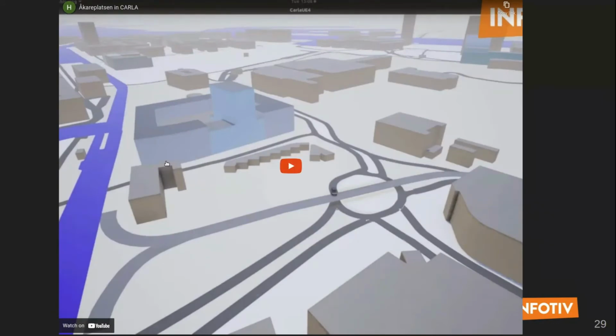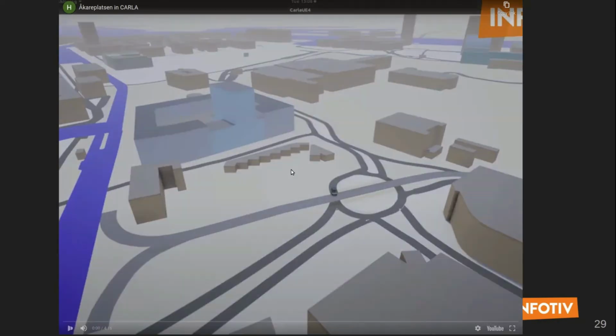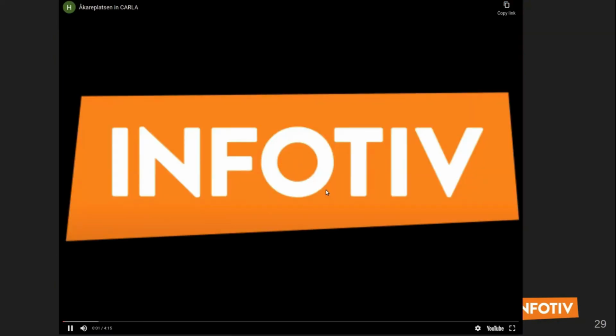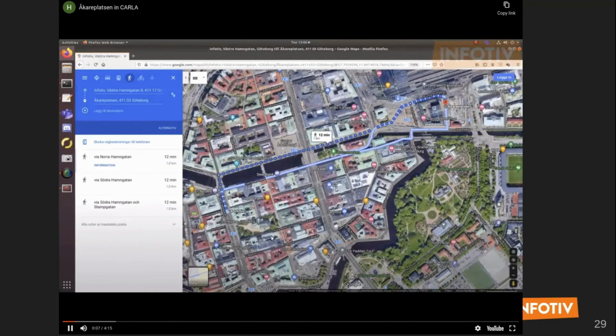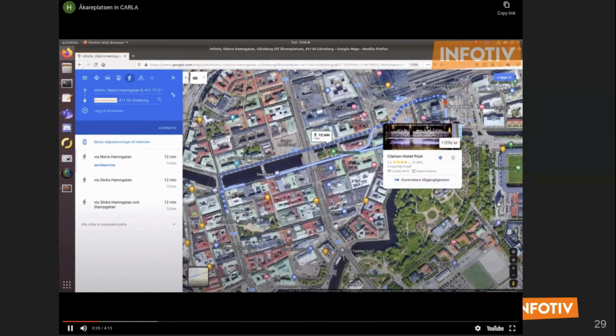So let's see how Åkerplatsen is modeled in CARLA. If you have been in Gothenburg, you can go to the Infotiv office on Västra Hamngatan. It's very close to downtown, basically. Here is Domkyrkan, and here is the Infotiv office.